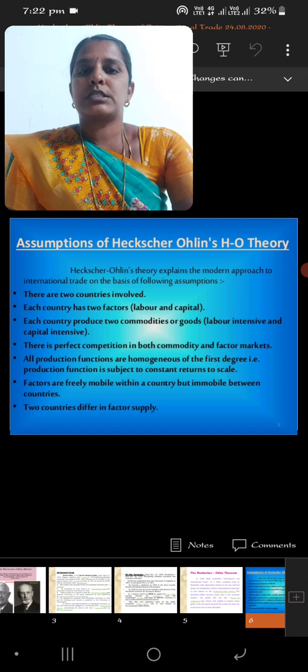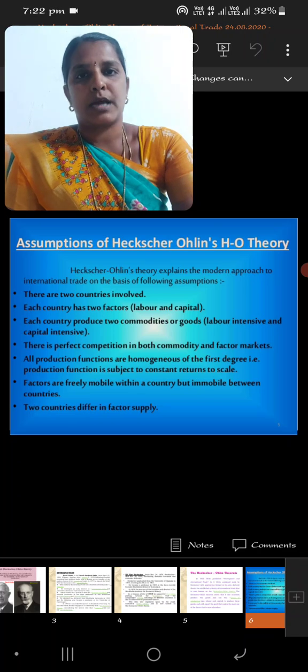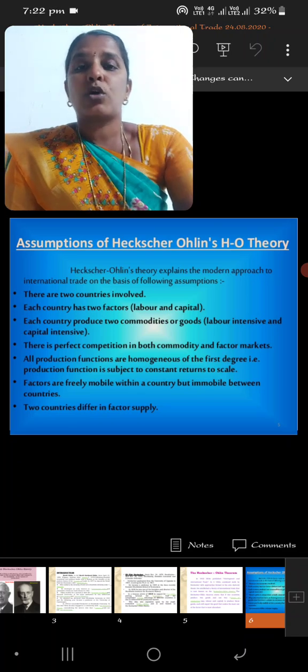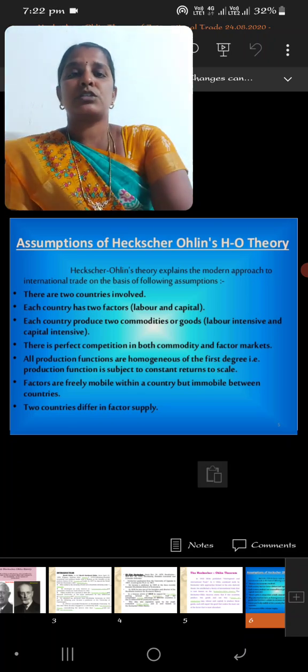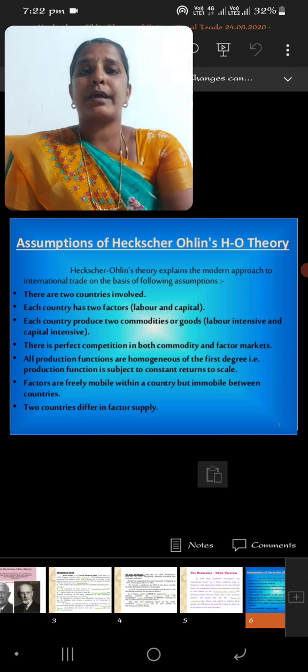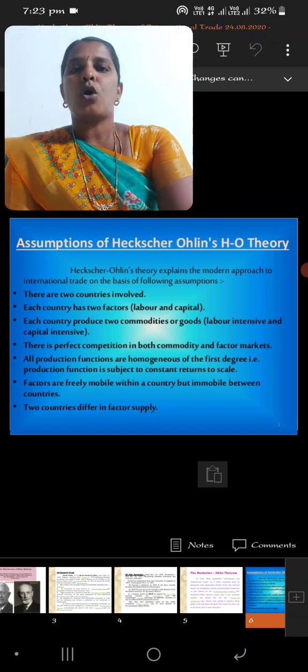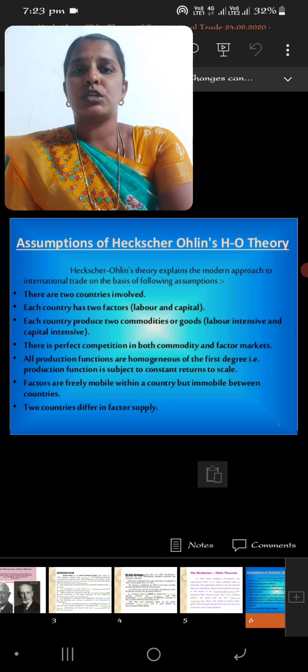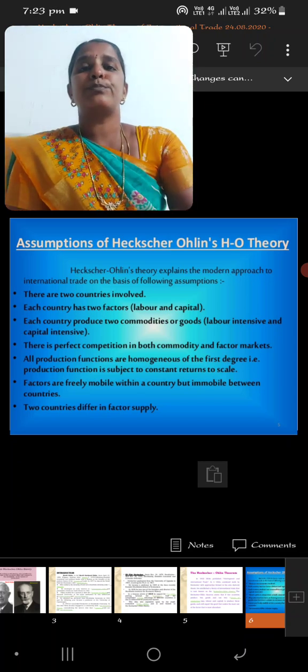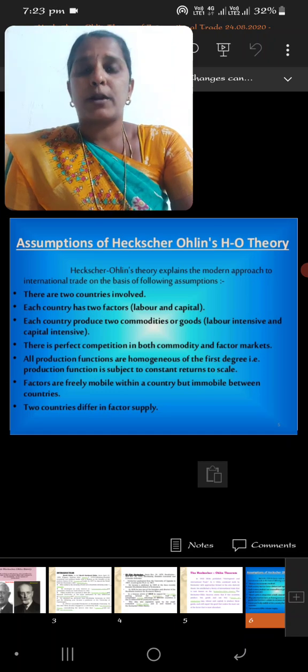The next assumption is that there is perfect competition in both the commodity and factor markets. Perfect competition is nothing but a large number of buyers and sellers being available in the particular market. So all production functions are homogeneous. Homogeneous means the product will be the same.